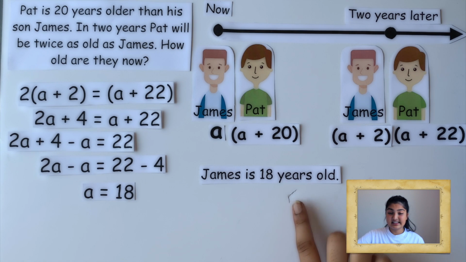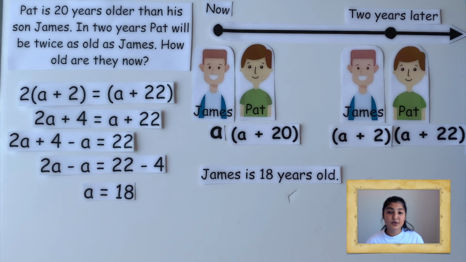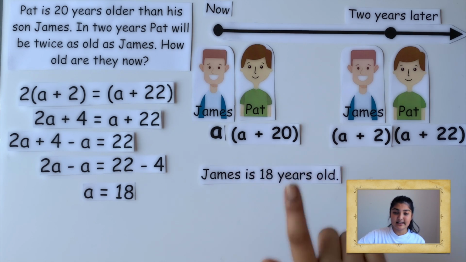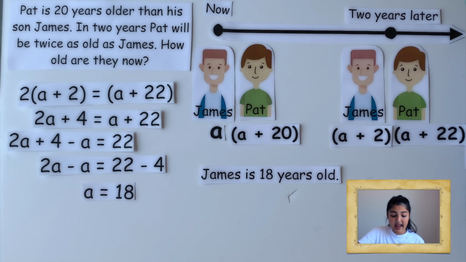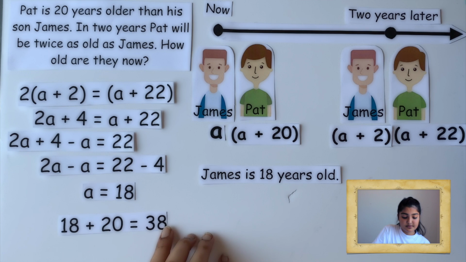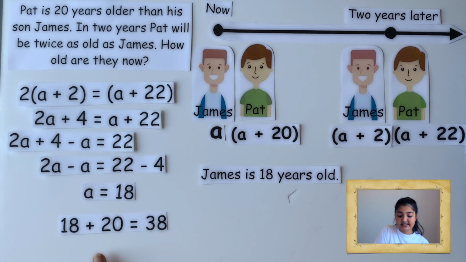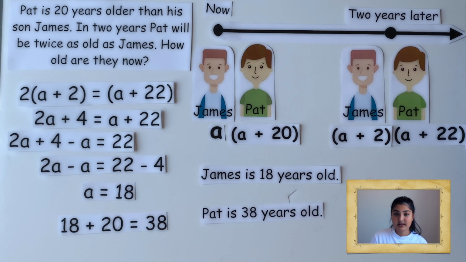So, since we assumed that James is A years old now, we know that James is 18 years old. But what about Pat? We assumed Pat's age to be A plus 20. And we know A is 18. So, to find Pat's age, all we have to do is add 18 plus 20, which gives us 38. So, Pat is 38 years old now.